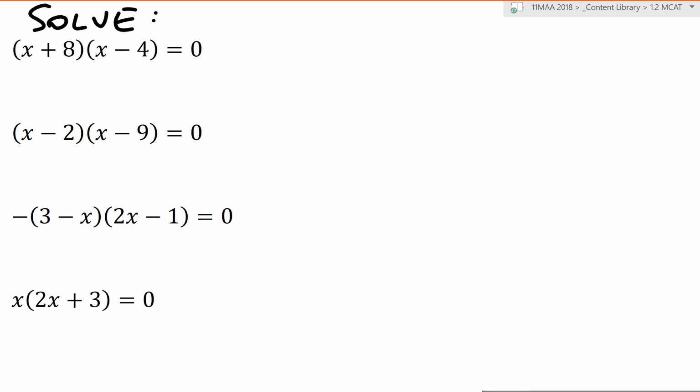Right, so solving these ones, Hunter, you said the answer was x equals -8 or x equals 4. And I asked you, what do they represent? And your answer was the x-intercepts of this, what? What type of graph is that?